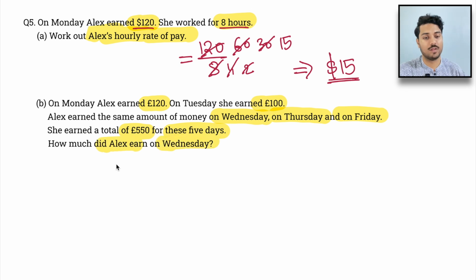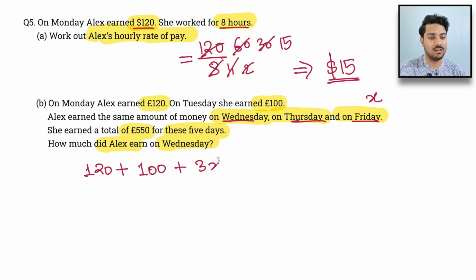So let's check. So first of all, she earned 120 on Monday, plus Tuesday she earned 100. Then it says Alex earned the same amount of money on Wednesday, Thursday, and Friday. Same amount. Let's say that same amount is X. So basically plus 3X, and that equals the sum of all these 5 days, which should be 550.